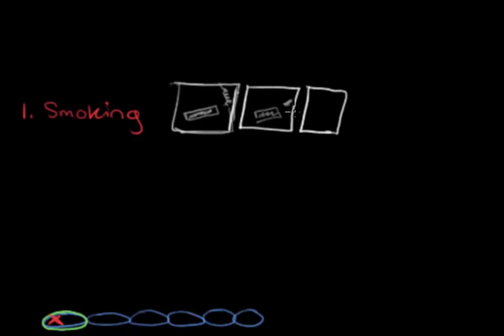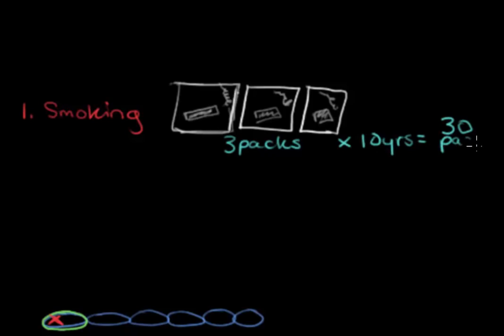And they've been doing this for 10 years. So this person would have been smoking 3 packs per day times 10 years for an equivalent of 30 pack years. And 30 pack years is an important number because it places this person at a very elevated risk of developing lung cancer. Another mutation source is radon.